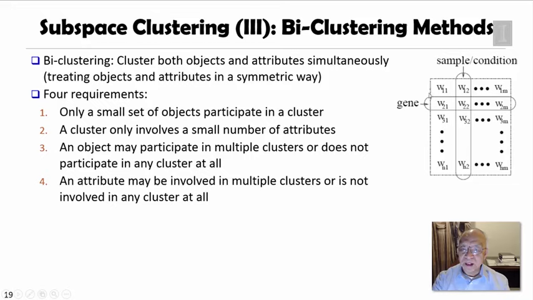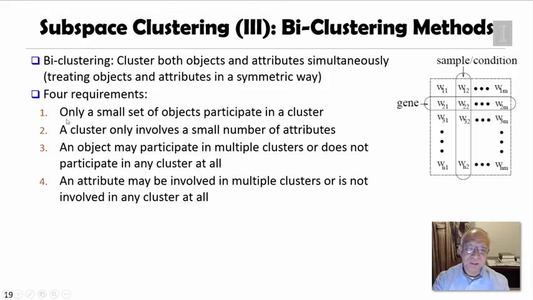Suppose we have a gene expression data analysis. We have n rows. Every row represents a gene. We have m columns. Every column represents a sample or a condition. Essentially, these are real values representing the expression level. Then we have 4 requirements to find biclusters.